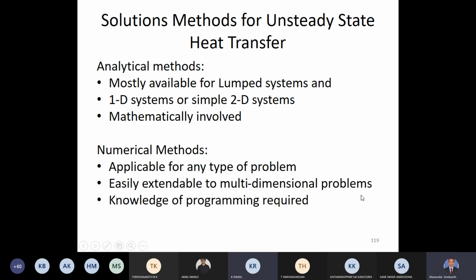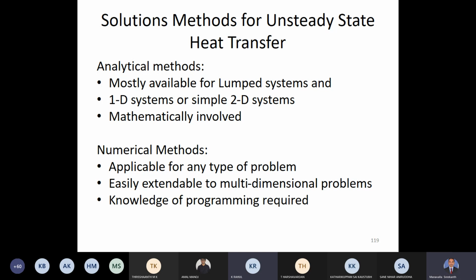It's easily extendable to multi-dimensional problems. All you have to do is use a graphical interface and create the geometry. Depending on whether your geometry is one-dimensional, two-dimensional or three-dimensional, you can modify and extend the study. Then the knowledge of programming is required. If you are not using a package like Fluent or ANSYS, then you will have to program it on your own. Firstly, you need to split the domain into certain small control volumes. So there some programming is needed.